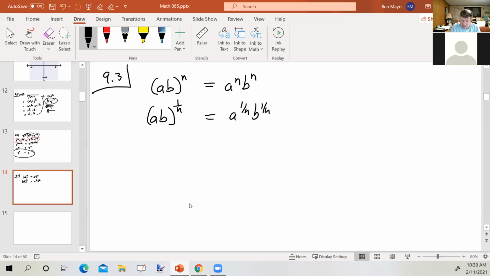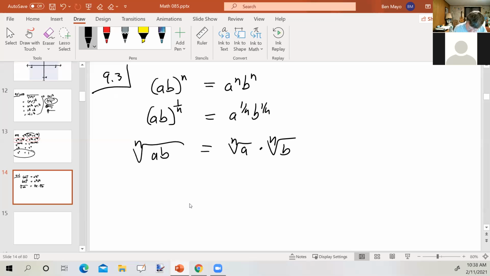Well, now let's take that equation and rewrite it in radical notation. It would look like this: the nth root of the product AB equals the nth root of A times the nth root of B. So what that says is, if I have a product as a radicand inside, I can split apart each separate factor and take the nth root of that.